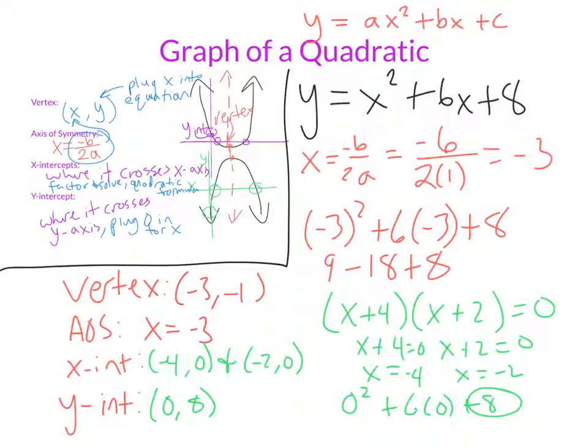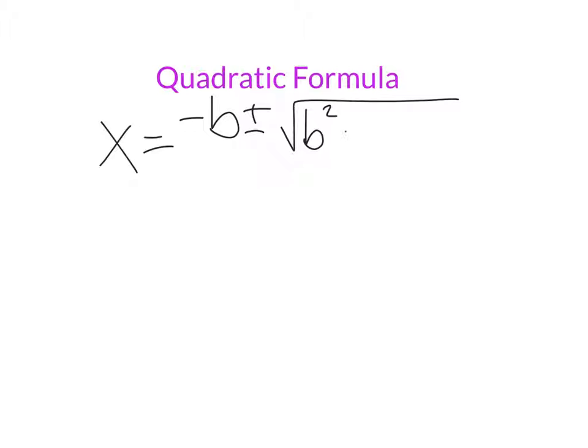All right, our quadratic formula. Everybody loves the quadratic formula. You may remember it. It's x equals negative b plus or minus, because there's two answers, the square root of b squared minus 4 times a times c, all over 2a.